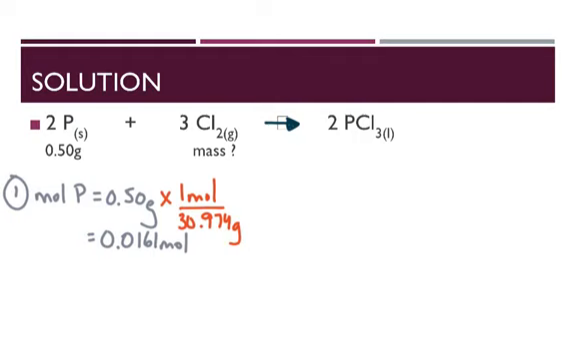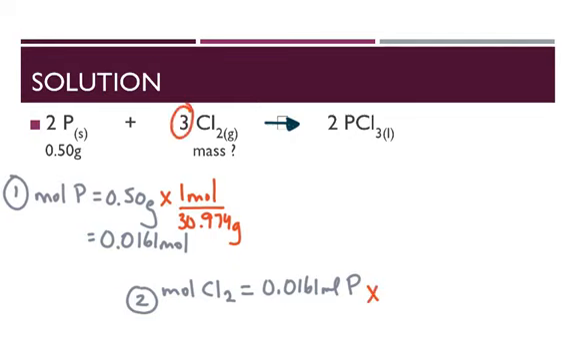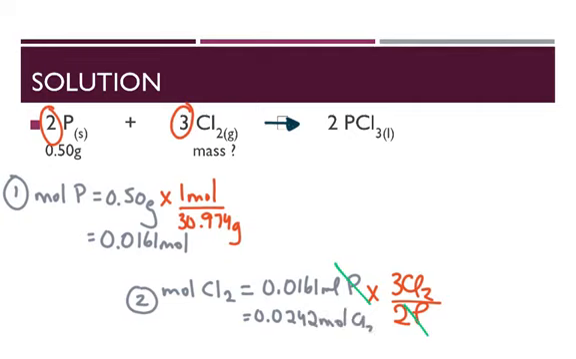And now that I've got moles of one ingredient, I can use it to find moles of anything else that I want. And in this case, I want moles of chlorine. So step 2, I'm going to find moles of chlorine using moles of phosphorus. This is where I'm going to use that handy-dandy conversion factor out of coefficients. I want 3 Cl2s on top. And I want 2 P's on the bottom, so I can get rid of my P's. And that will leave me with 0.0242 moles of Cl2.